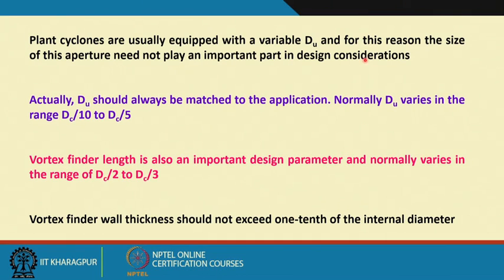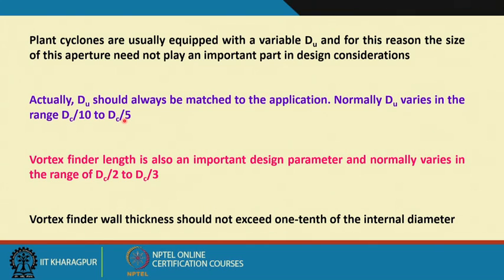and because of that we normally have that flexibility in the design for plant scale hydrocyclone. And even when you have that flexibility, why do not you think of changing the dimension within a little bit of range, so that I can manipulate the quality of my product. And this is why the size of this aperture need not play an important part in design considerations, although it is mentioned. But you should also know from what range to what range I should have this Du. So, normally this Du varies in the range of Dc, that is your cyclone diameter, 1/10 of cyclone diameter to 1/5 of cyclone diameter.